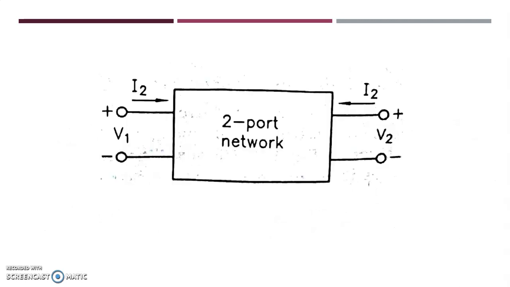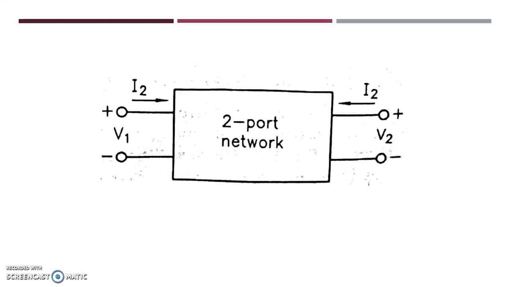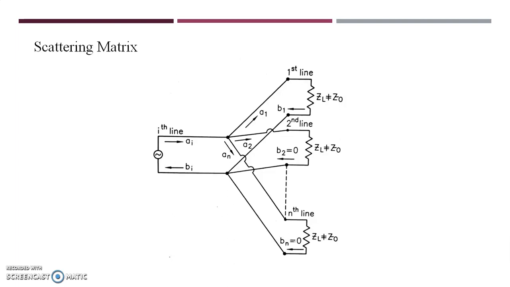Now, as I told you, the two-port network gives the relationship between the voltage and the current of two different ports. And if we want to find the powers, we will use the scattering parameters. Now take an example of a scattering matrix which consists of n ports, and let us assume that the source is connected to the ith line and loads are connected to the first, second up to the nth line except the ith line, that is ZL is not equal to Z0 or ZL is equal to 0 on the different lines.